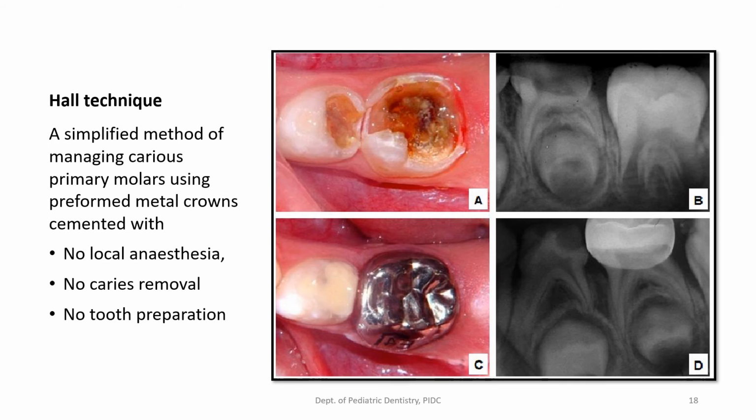So what the dentist did was they simply put a stainless steel crown on the tooth without any local anesthesia, without any caries removal, without any tooth preparation. And later it was found that all those teeth on which the dentist had provided the stainless steel crown, without using any anesthesia, caries removal, or tooth preparation, all of them had a very good prognosis, and therefore this treatment came into being and is called Hall technique.